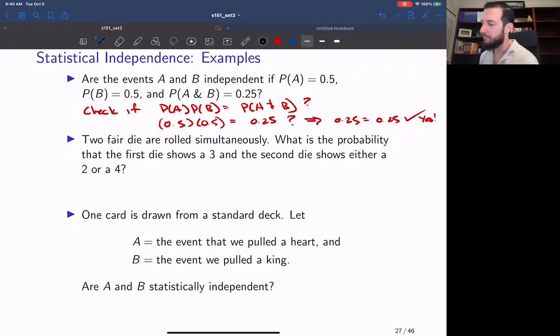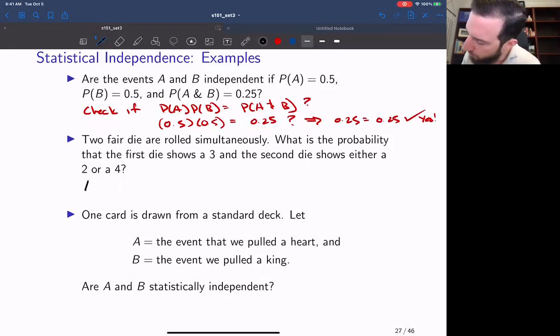In the second example, we have 2 fair die rolled simultaneously. Right off the start, we are being told what the experiment is. So 2 fair die are getting rolled at the same time. So we know that the first die and the second die are independent of one another. The question then says, what is the probability that the first die shows a 3 and the second die shows either a 2 or a 4?